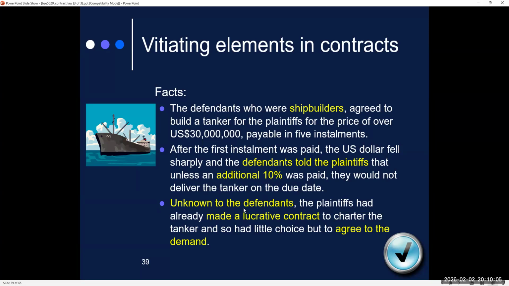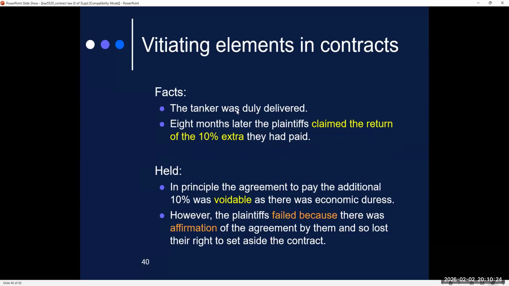But unknown to the defendant, the plaintiff had already made a lucrative, profitable contract to charter the tanker and so had little choice but to agree to the demand. So the plaintiff had no choice but to agree under that duress. The tanker was eventually delivered. 8 months later, P claimed the return of that 10%. Was that successful?